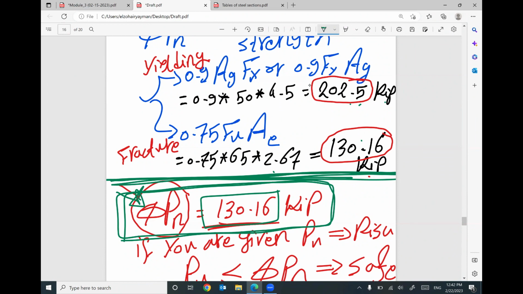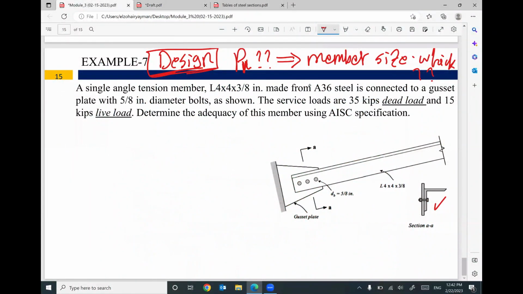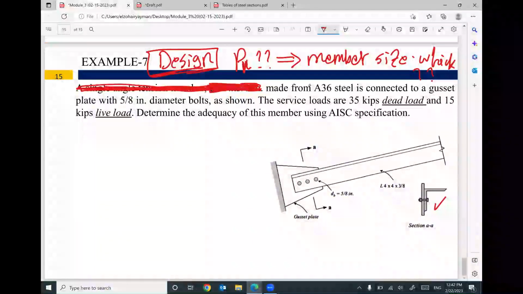The value of design tensile strength equals 130.16, the smallest value. Okay. For this angle, or for this member, we are not given this information. The size of your angle is not given. That makes sense? So this one is a tension member.